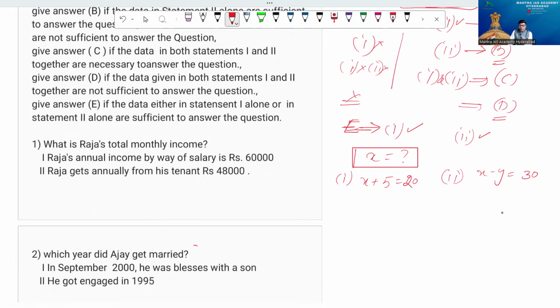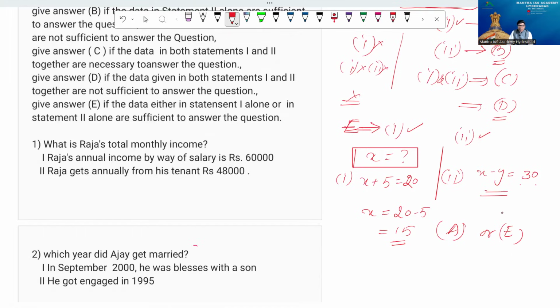Is it possible to tell the answer by using the first statement? Yes, x plus 5 is equal to 20, so x is equal to 20 minus 5. I got the answer by using the first statement individually. So is my answer E? What does E mean, sir? You have to get the answer individually from the second statement also. So x minus y is there, and y is the other variable.